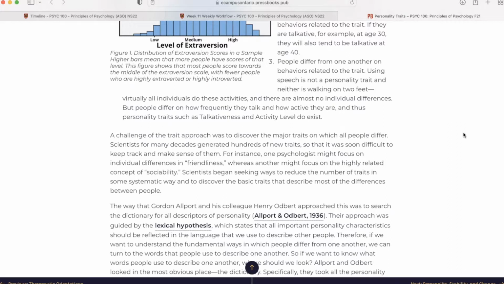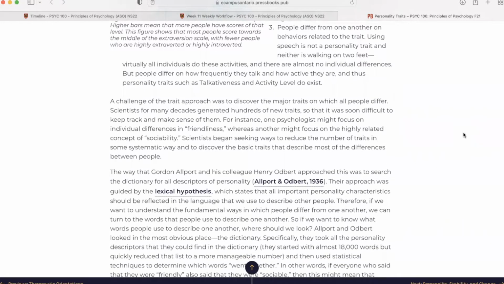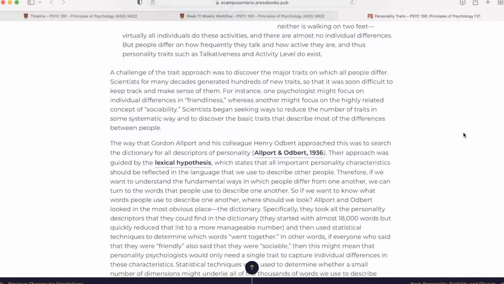The challenge of the trait approach was to discover the major traits on which all people differ. Scientists for many decades generated hundreds of new traits, so that it was soon difficult to keep track and make sense of them. For instance, one psychologist might focus on individual differences in friendliness, whereas another might focus on the highly related concept of sociability. Scientists began seeking ways to reduce the number of traits in some systematic way and to discover the basic traits that describe most of the differences between people.